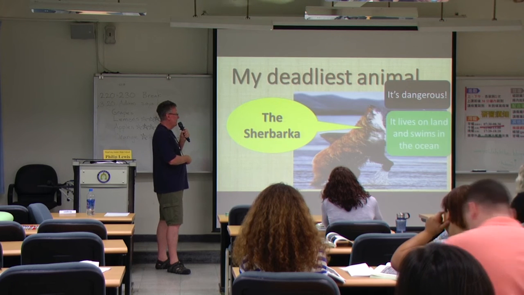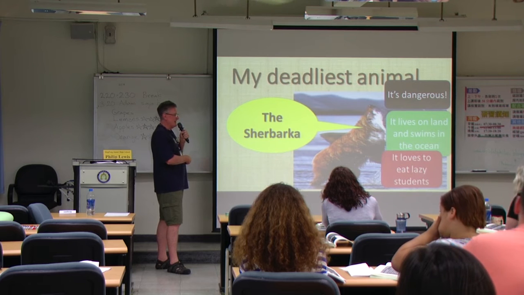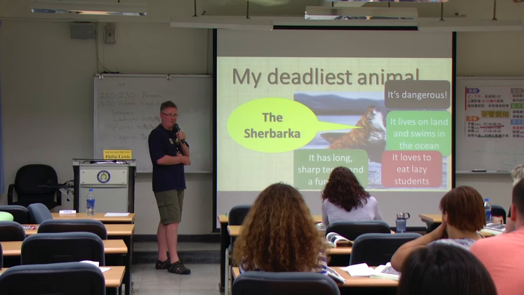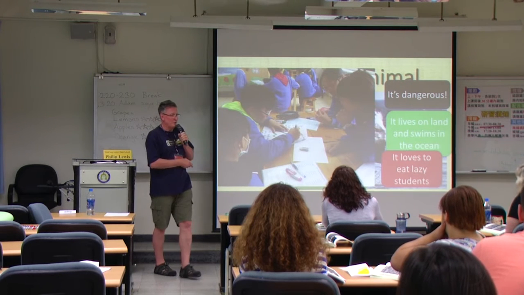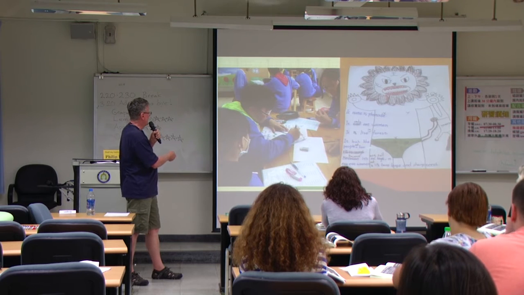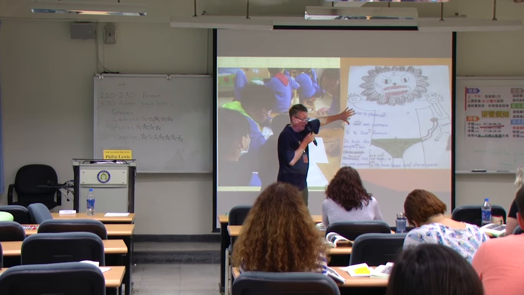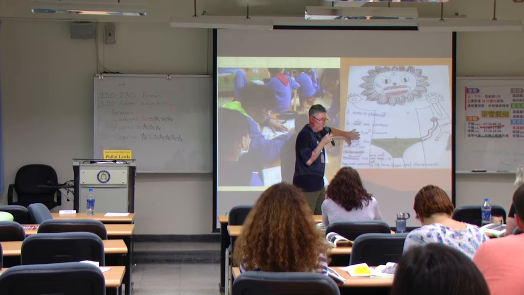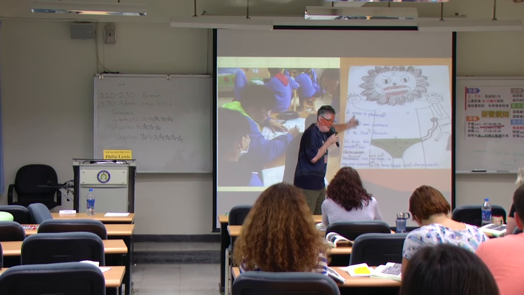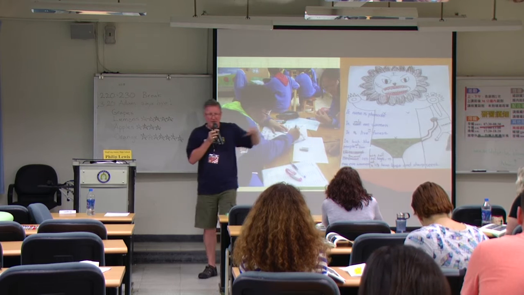Okay. It's dangerous. It lives on land and swims in the ocean. It loves to eat lazy students. It has long, sharp teeth and a furry body. So the students were doing this in their groups, designing now their deadliest animal. And this is what one group came up with. By the way, this was a group of girls in grade 9. Okay? And they had to describe this animal. But also, as they're writing exactly now what this animal looks like, you can actually see the language problems coming out. Okay, so those are the areas where you know that you might need to focus on.